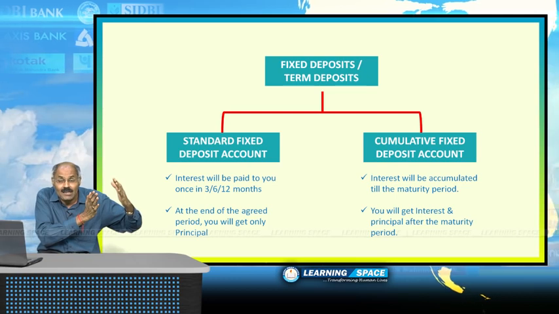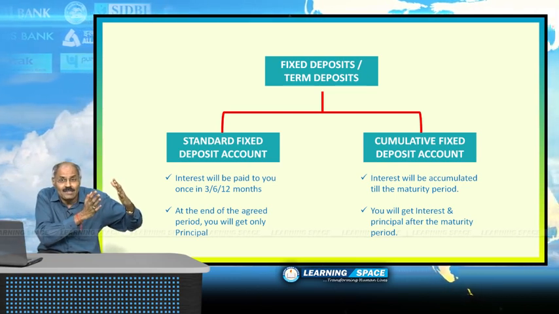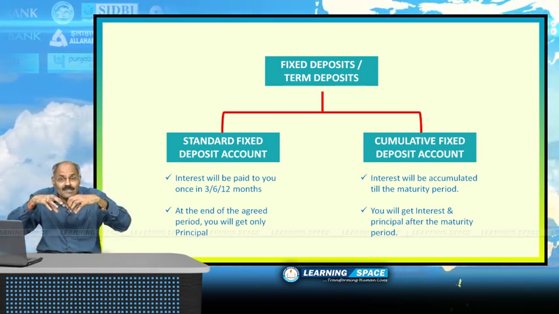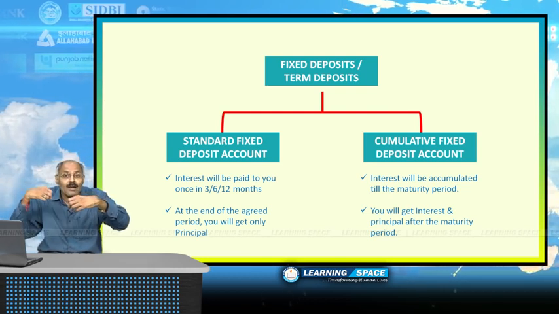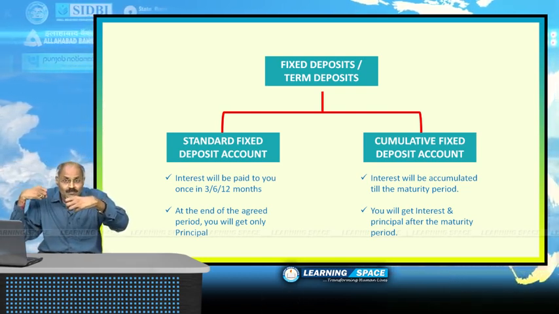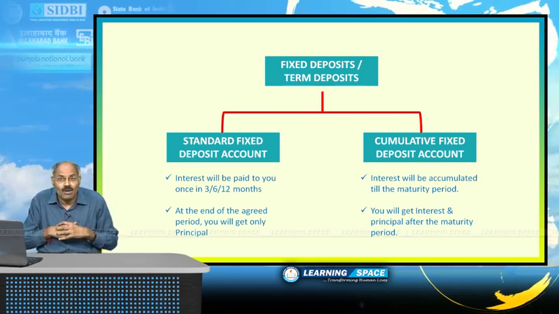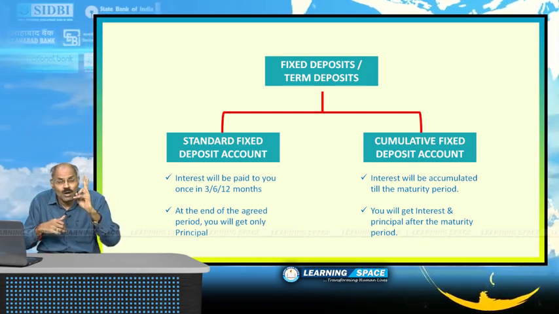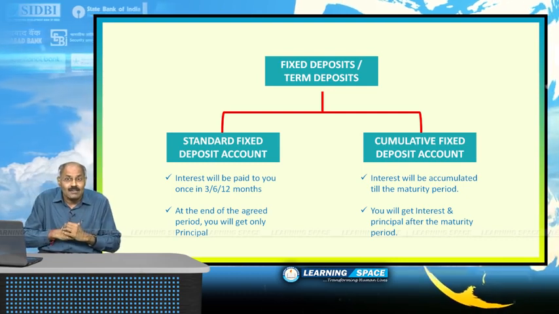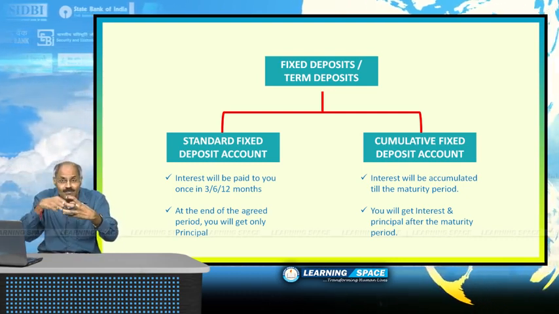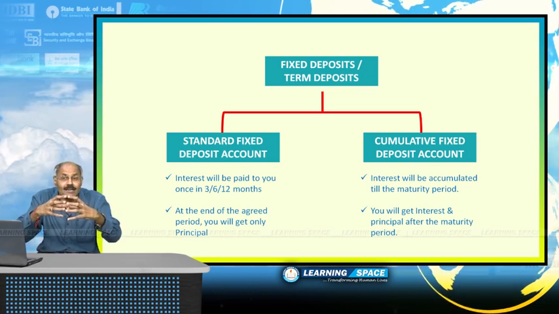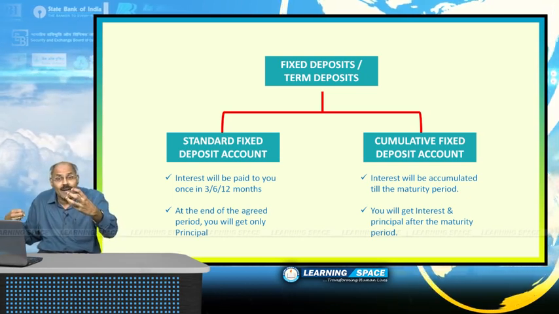Standard term deposit or traditional term deposit is, on your deposits, they will give you income every 3 months or every 1 year. That means if you are depositing 1 lakh, if you are getting 2,000 income every quarter, they will give you that 2,000. They will deposit that 2,000 into your savings bank account.